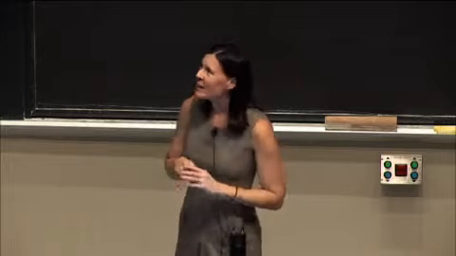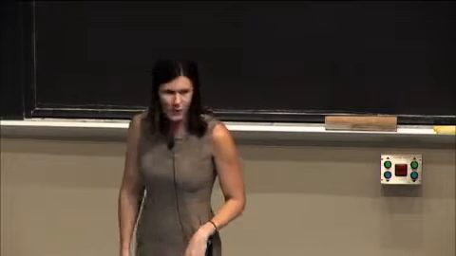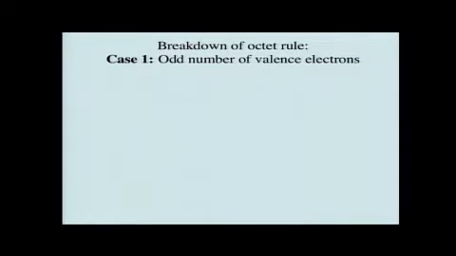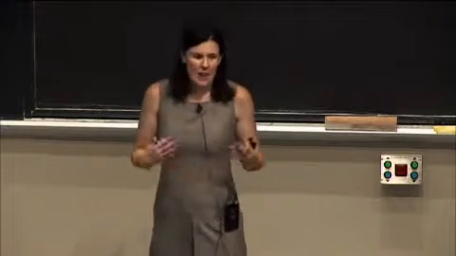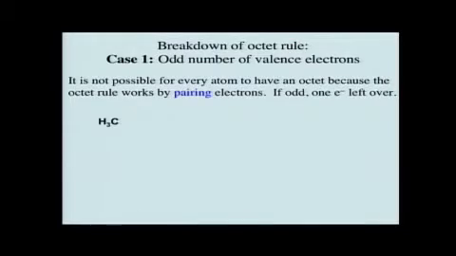So, talking about the breakdown of the octet rule. The first example where we're going to see a breakdown is anytime we have an odd number of valence electrons. This is probably the easiest to explain and to think about, because if we have an odd number, that means we can't have our octet rule, because our octet rule works by pairing electrons. And if we have an odd number, we automatically have an odd electron out.